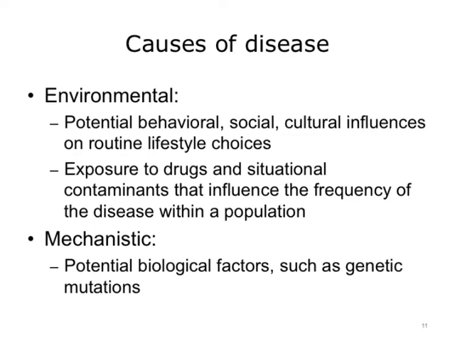An example of a potential environmental influence on disease includes the recent oil spill in the Gulf, and also the downstream effects of the oil spill on the food chain for the population living within that region. An example of potential mechanistic or biological causes for disease include genetic mutations, such as the BRCA1 or BRCA2 gene mutations that increase an individual's lifetime risk for developing breast, ovarian, and other cancers.